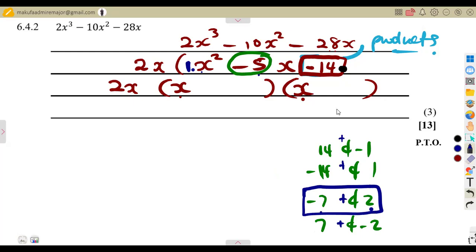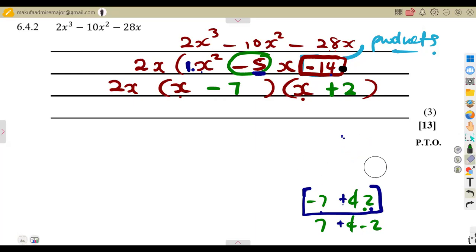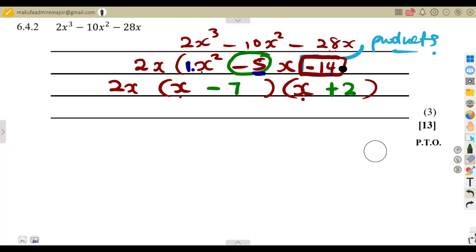This is between -7 and 2. -7 times 2, that's -14. -7 plus 2, that's a -5. So this is what you need. So that's a -7 and a +2 in another bracket. You have factorized fully or completely.